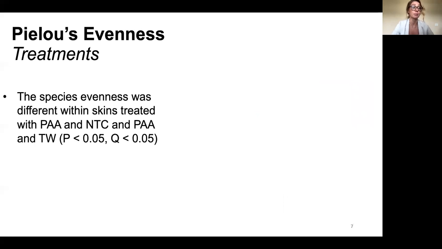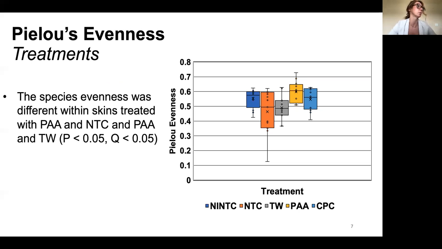Biodiversity metrics include alpha and beta diversity. Alpha diversity looks at the differences within the samples, whereas beta diversity considers the differences between the given samples. Evenness is a biodiversity metric of alpha diversity, and evenness describes the relative abundance of different species within the sample, or how close in numbers each species is within the sample. So here, the Pielou evenness for the treatment groups was different within the skins treated with PAA and the no treatment control, as well as PAA was different from the tap water.